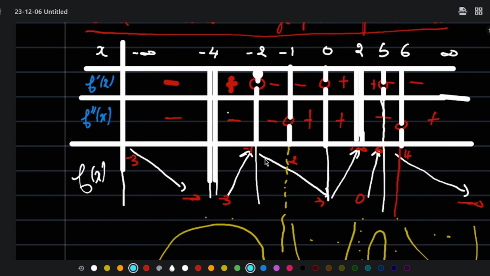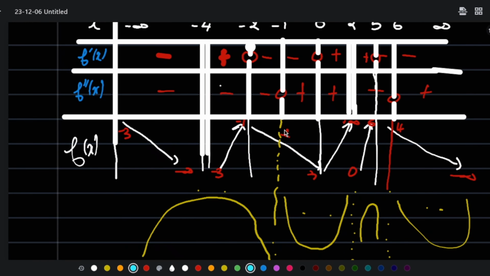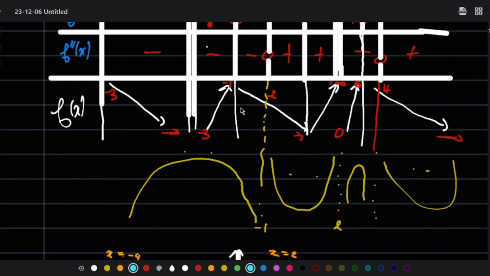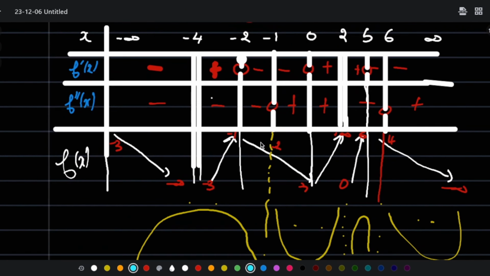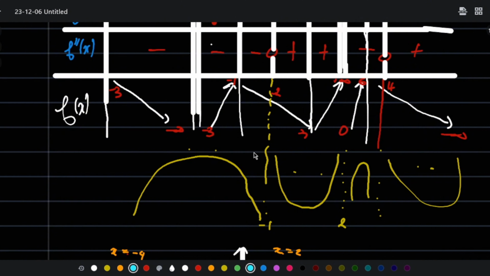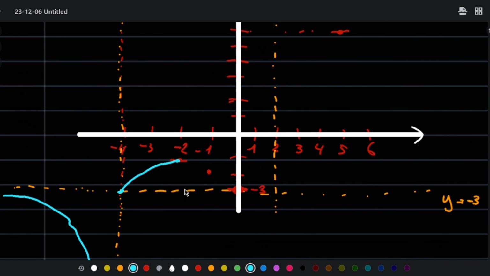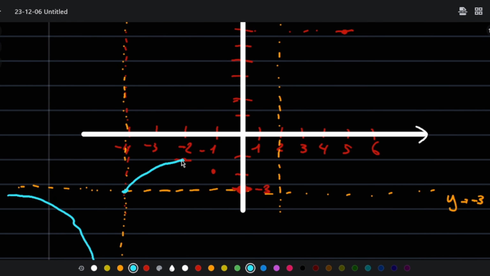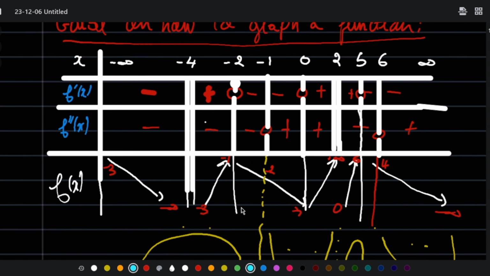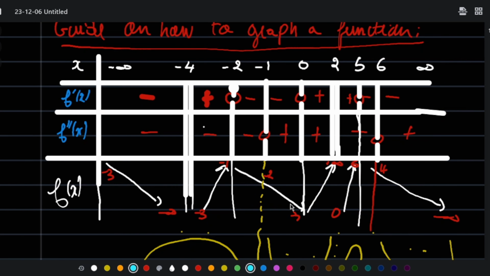From -2 to -1, the function goes from -1 to -2. It is decreasing, and it's also concave, but it will change convexity at the point -1. So it goes from -1 to -2. It will go from this point here, always concave, but here it will change convexity, and it will be like this. So here from -1 to 0, it is decreasing, and it goes from -2 to -3.